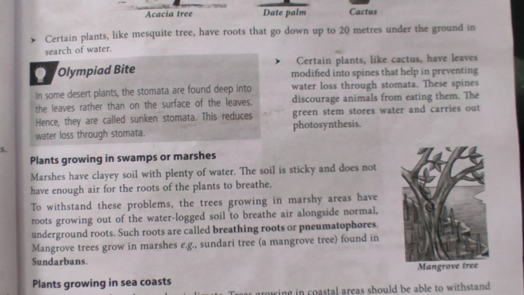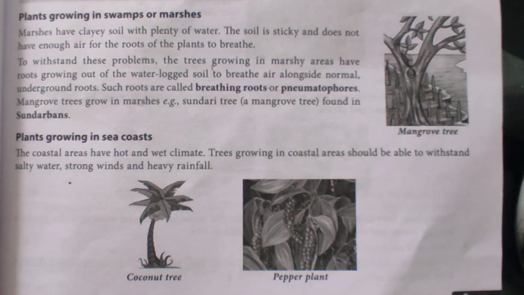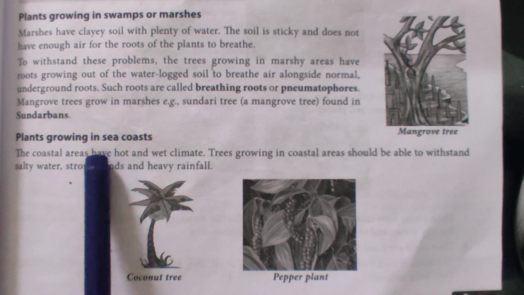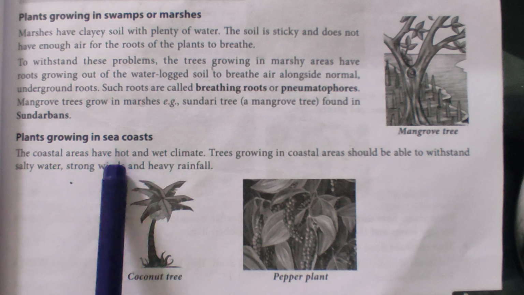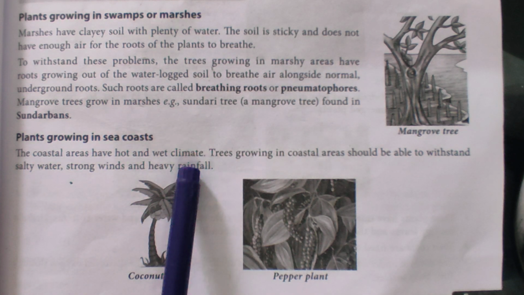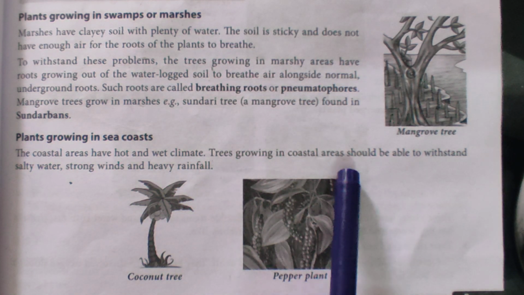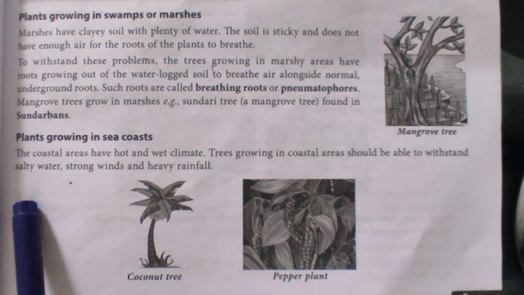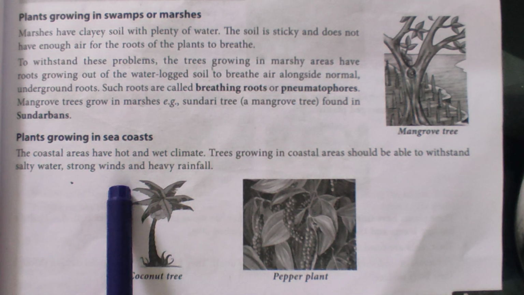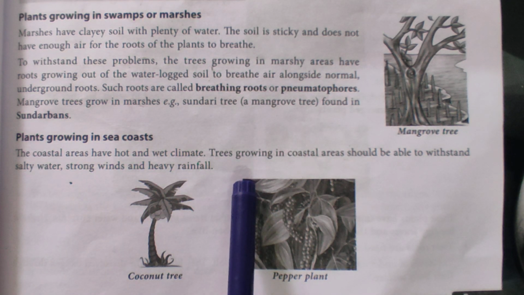Now, plants growing on the sea coast. The coastal area has a hot and wet climate. Trees growing in coastal areas should be able to withstand salty water, strong winds, and heavy rainfall.